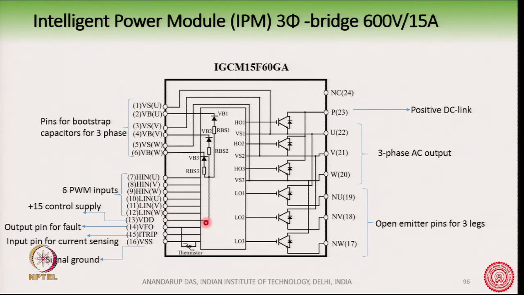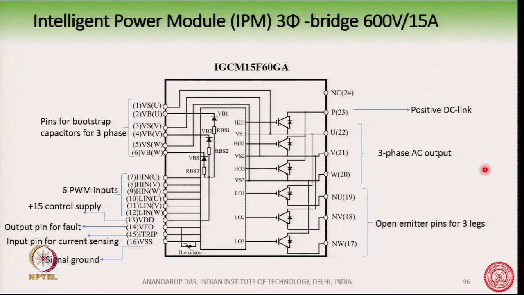The IPM has fault features. If there is an overcurrent fault, it will give a trip signal, and the output pin, the VFO pin, will go down, indicating a fault, if anything is going wrong here. You can apply the DC link, this is the positive DC link P, and there will be an N DC link here also, NU, and then you have a 3-phase AC output.